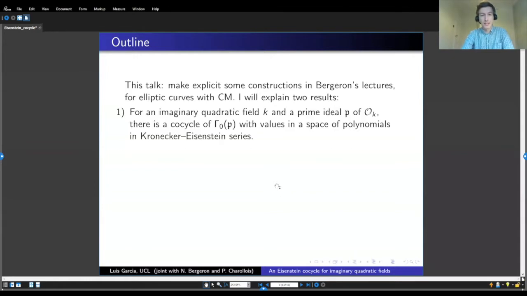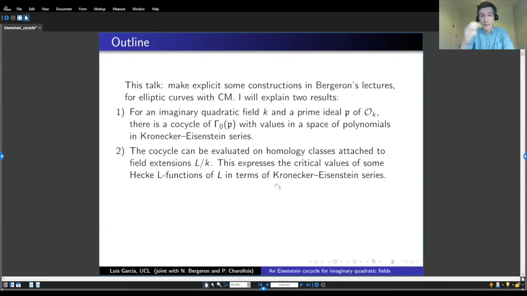So I will explain two results. The first one is the following. We're going to fix an imaginary quadratic field K throughout the talk. And you pick a prime ideal P, and then I will define a cocycle for the group Gamma_0(P). And the values of this cocycle lie in a space of polynomials in Kronecker-Eisenstein series. So that's the first result.